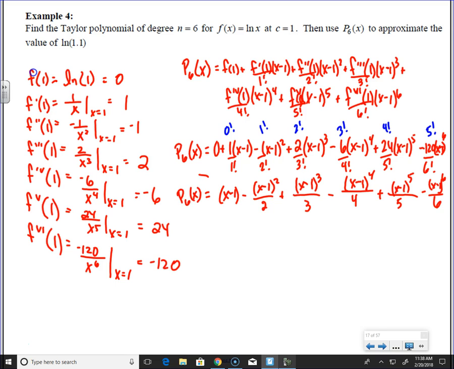Do you think ln has a special pattern too, not just sine? Looks like it. Oh, guess who else does? Sine, and e to the x, and 1 over 1 minus x.